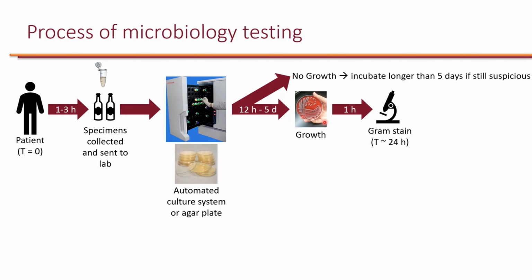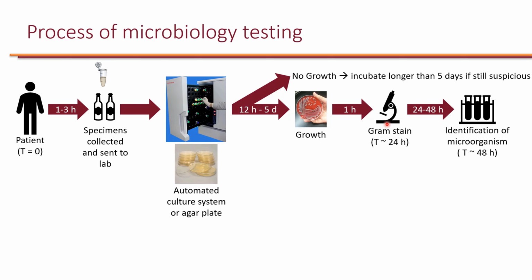Now, if something does grow, that's when they typically start to stain it and then look at it under the microscope. While the process of staining is not time consuming, if you look at the entire process, it typically takes somewhere between half a day to a day, if not more, before they can actually stain it and identify whether it's a gram-positive, gram-negative, or atypical bacterial infection, and then look under the microscope at morphology.